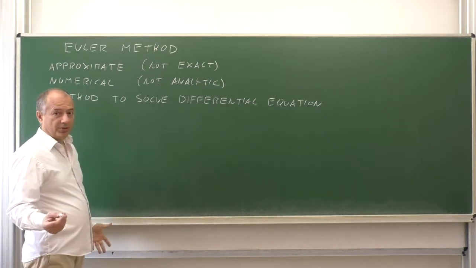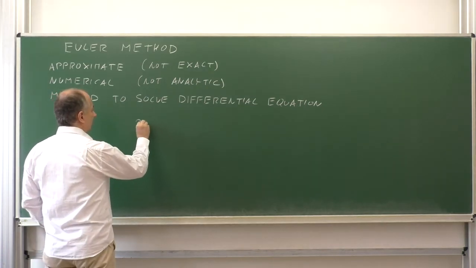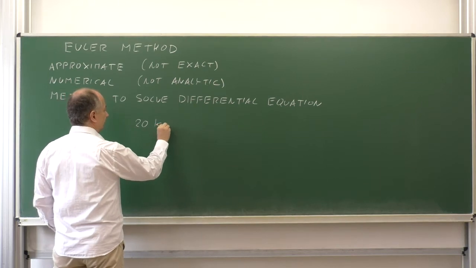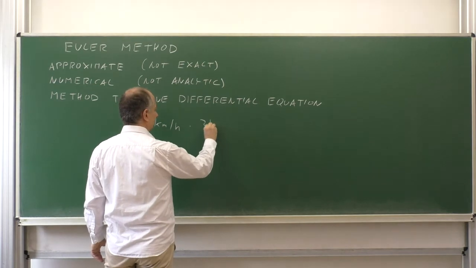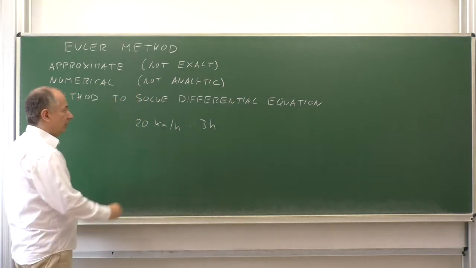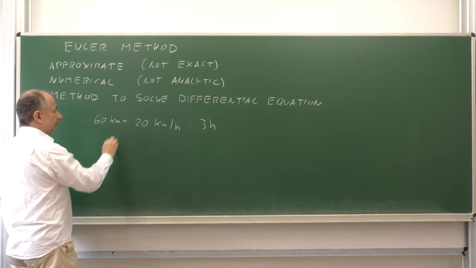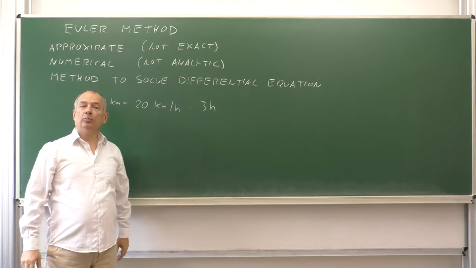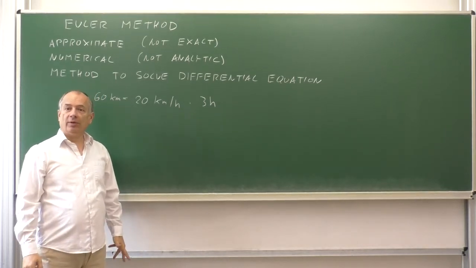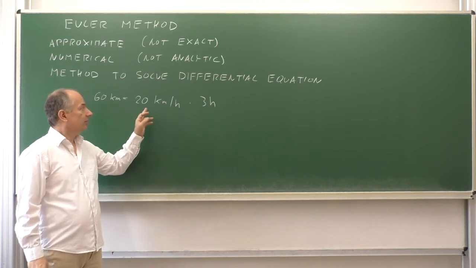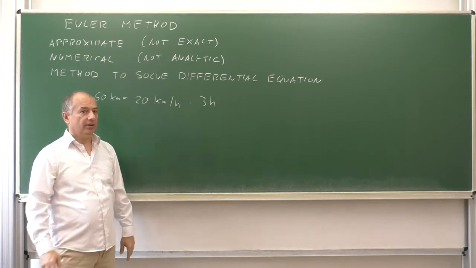Let me start with a very simple physical experiment. If you take a bicycle and if you ride your bike with speed, say 20 kilometers per hour for 3 hours, then you make 60 kilometers. If you have no problems to understand this, you will have no problems to understand Euler method. This is the heart, this is the core of Euler method, just in different words, in different language.